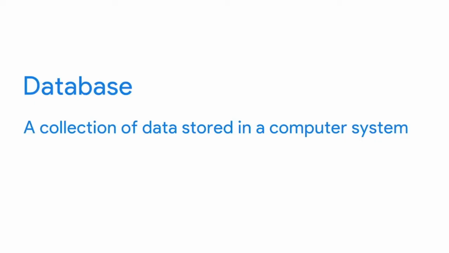Hello again. So far you've seen how data can be gathered and analyzed to solve all kinds of problems. Next up, we're going to learn all about databases. As a refresher, a database is a collection of data stored in a computer system, but storage is just the beginning. You'll discover how databases make it possible to find the exact piece of information you need for your analysis.